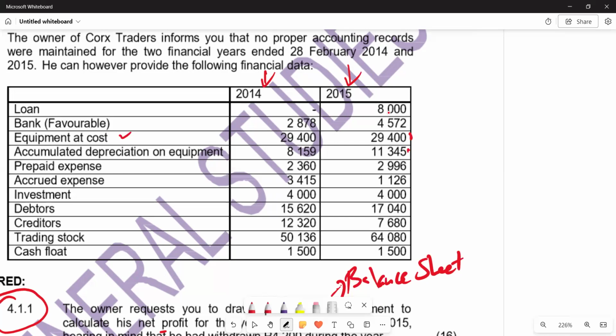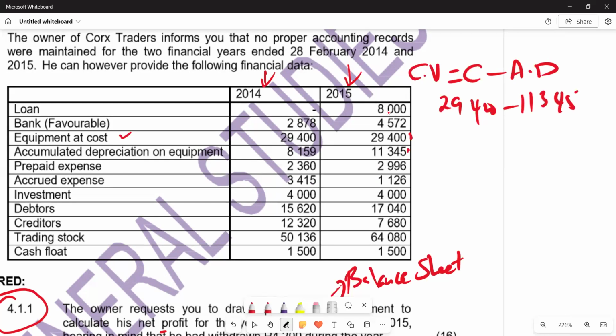Remember, the balance that we include in the balance sheet is the carrying value. To find the carrying value, we say cost minus accumulated depreciation. The cost of the equipment is 29,400, and the accumulated depreciation on equipment is 11,345. So we take 29,400 and subtract the accumulated depreciation of 11,345.